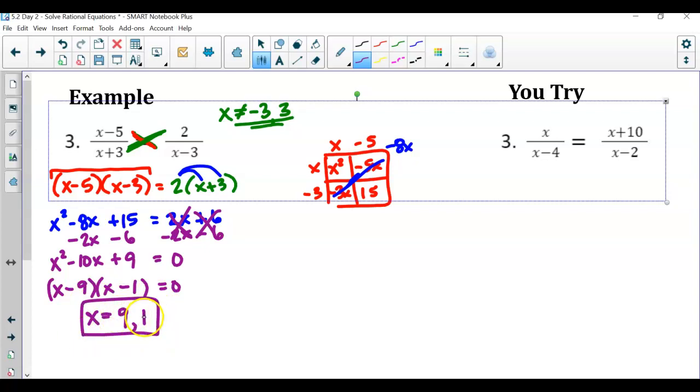And now, are either of these values extraneous? No. Our values that would make this undefined were -3 and 3, so we're good. Both 9 and 1 are a solution. So go ahead and pause the video and try the U-try on your own.